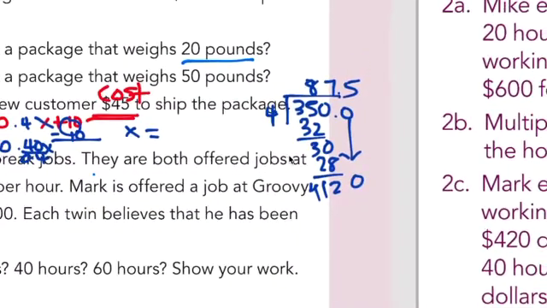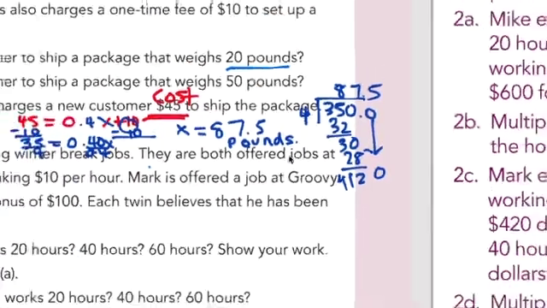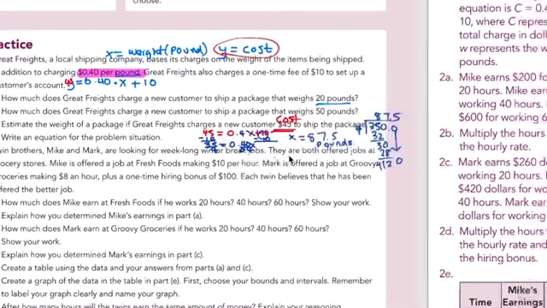So the package weighs 87.5 pounds. 0.5 is a half. Okay.